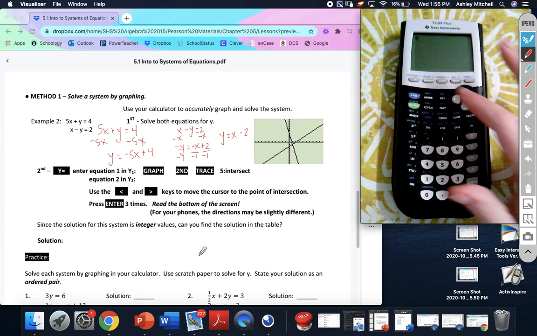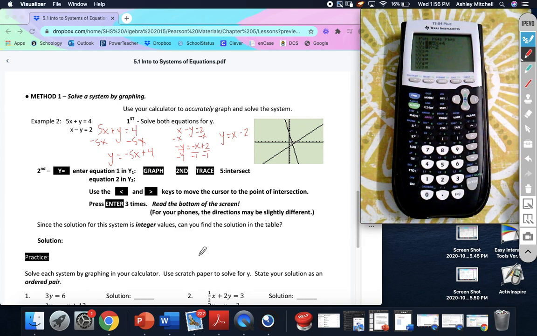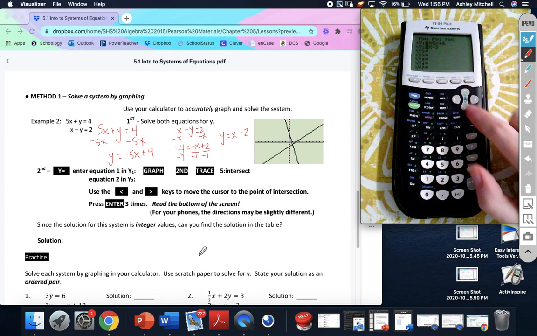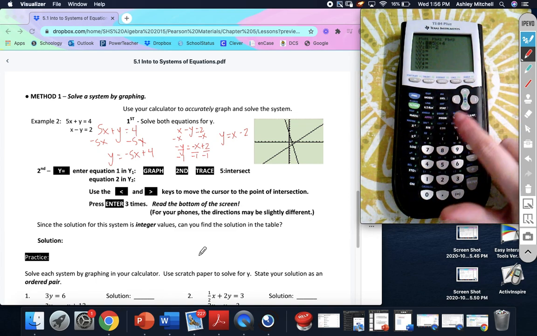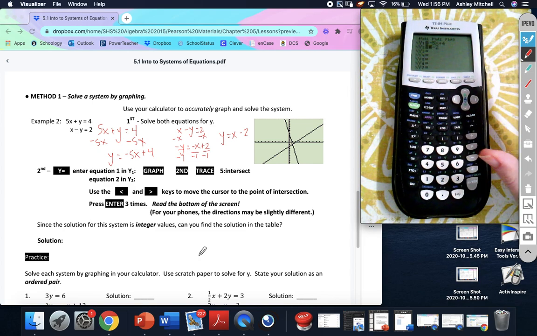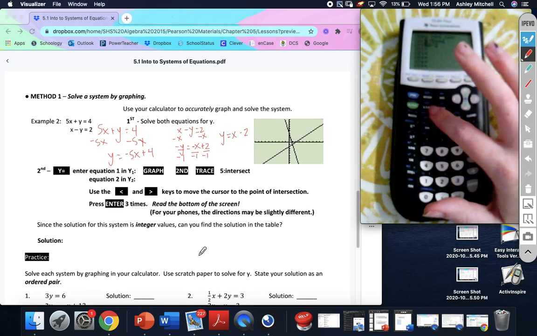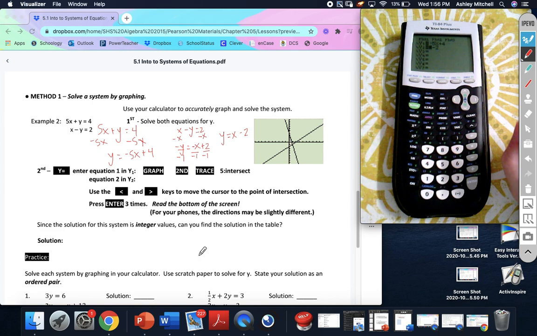So we're going to put this in our calculator to find a solution. You go to y equals, and you type in your equations, which I've already done here. So we've got negative 5x plus 4 and x minus 2, which are the exact equations that we just solved for y. Remember to use the x symbol right next to the alpha key for any of your variables. So now that we've got those typed in, we're going to hit graph.